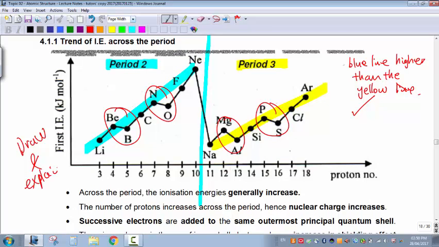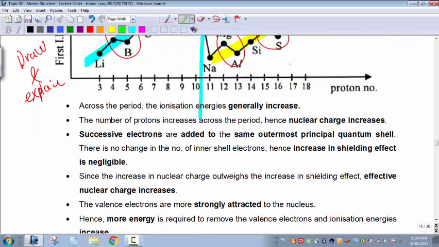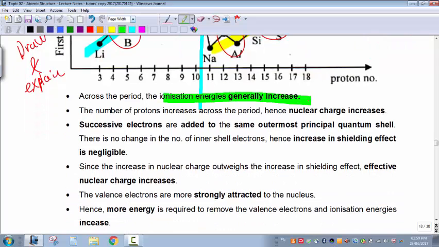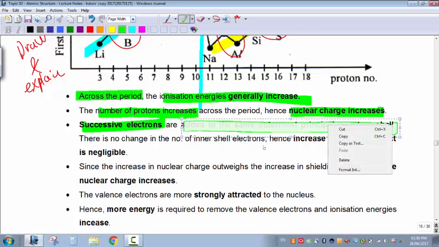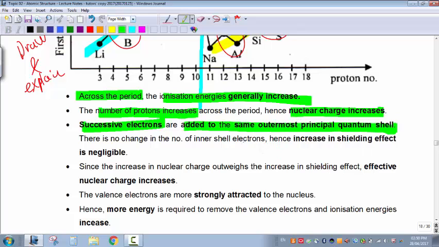So how to explain? First part. Across the period, IE generally increases because nuclear charge increases. Why does it increase? Because proton number increases. Successive electrons are added to the same principal quantum shell, so there is no change in the number of inner shell electrons. The increase in shielding effect is negligible. Hence, effective nuclear charge increases because the increase in nuclear charge outweighs the increase in shielding effect.